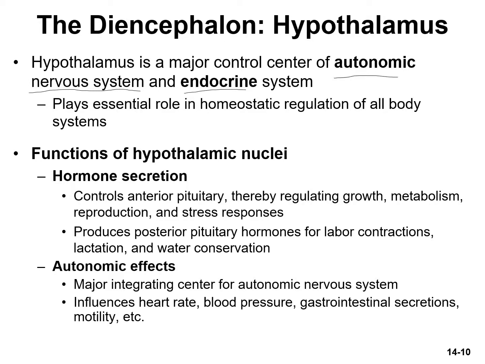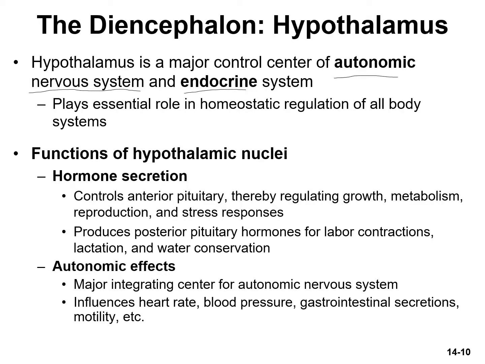The pituitary can basically be thought of as kind of two separate structures that are connected to one another, but histologically they have different origins, so we break it up into the anterior and posterior pituitary. So the hypothalamic nuclei control the anterior pituitary, which ultimately regulates growth, metabolism, reproduction, and stress responses, and then they directly produce the posterior pituitary hormones involved in labor contractions, lactation, and water conservation.